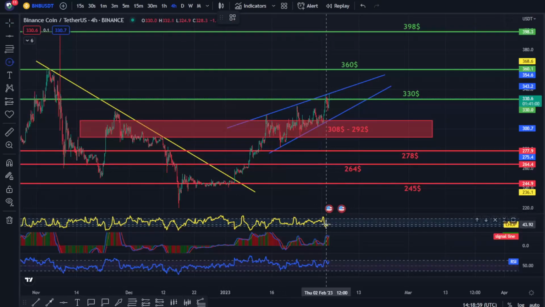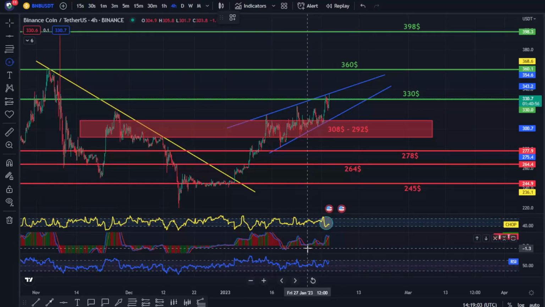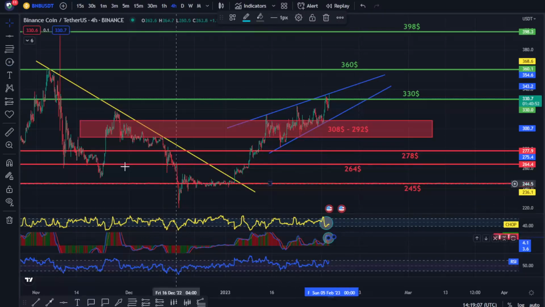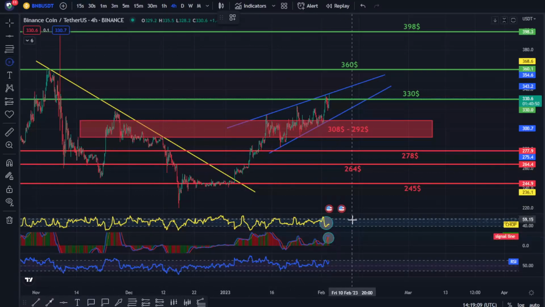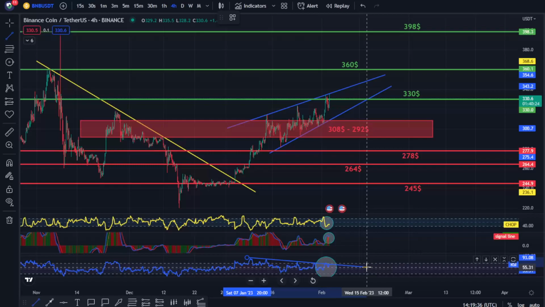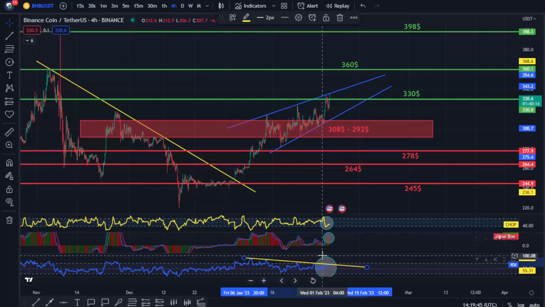The CHOP index indicates that the energy has been consumed and is slowly rising. The MACD indicates an uptrend is maintained, while the RSI is moving in the upper part of the range on the edge of the downtrend line, which may indicate a temporary correction.